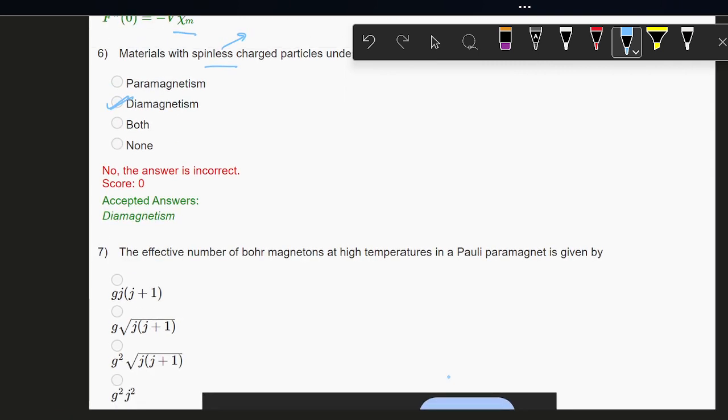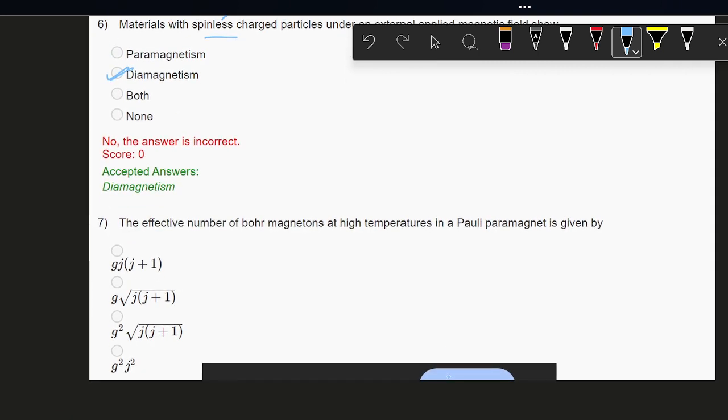So now let us move on to our last question. It will be a bit of a derivation, and after that we'll be done. It is asked: what is the effective number of Bohr magnetons at high temperature in a Pauli paramagnet? And the options are given.